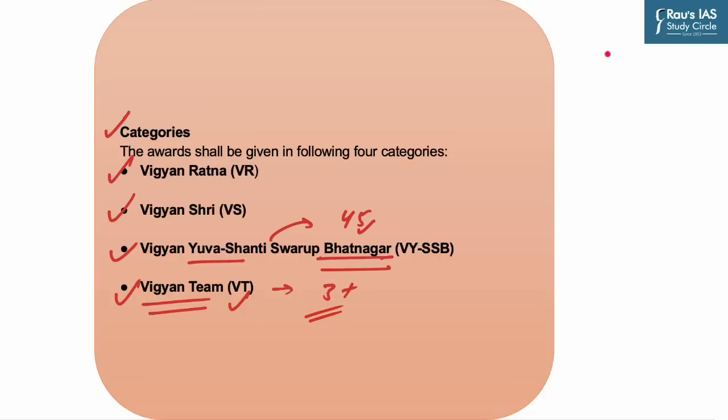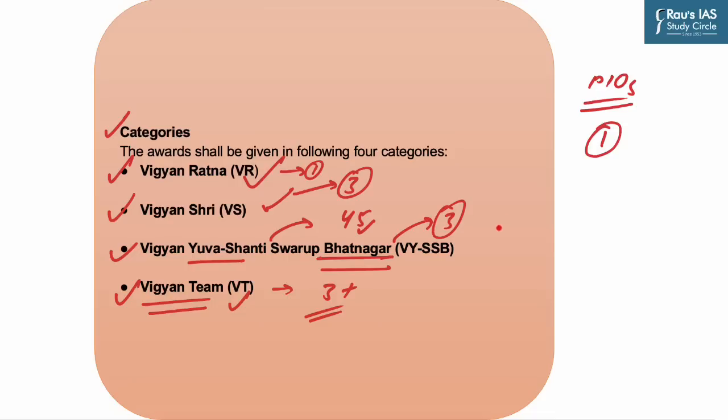Another very important piece of information with these awards is that eligibility criteria for the new awards will extend to people of Indian origin also, that is PIOs. However, it is important to note that only one PIO will be eligible for the Vigyan Ratna, while 3 PIOs may be picked for both Vigyan Shri and Vigyan Yuva Shanti Swarup Bhatnagar. However, PIOs will not meet the eligibility criteria for the Vigyan Team Award.